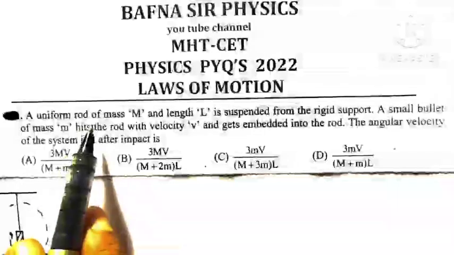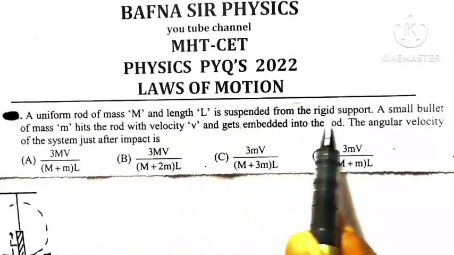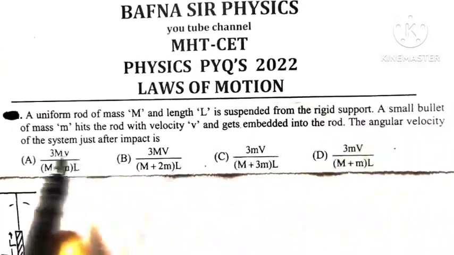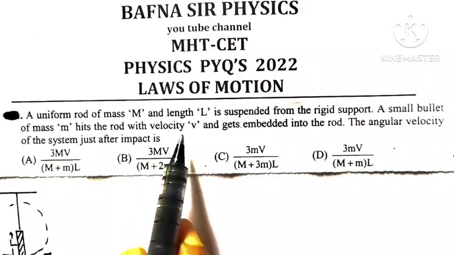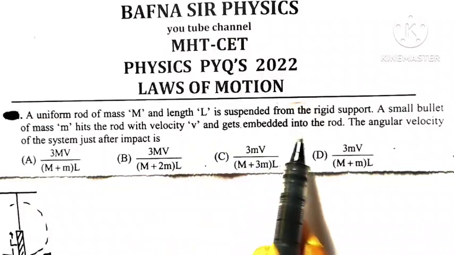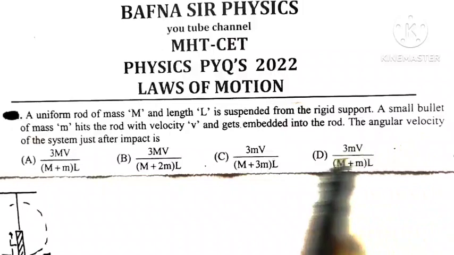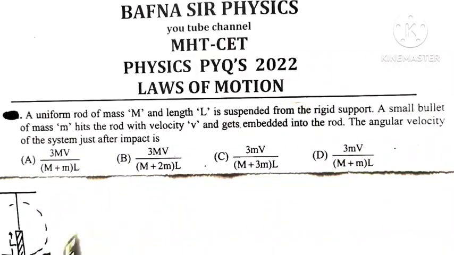A uniform rod of mass M and length L is suspended from a rigid support. A small bullet of mass m hits the rod with velocity v and gets embedded into the rod. The angular velocity of the system just after the impact is.